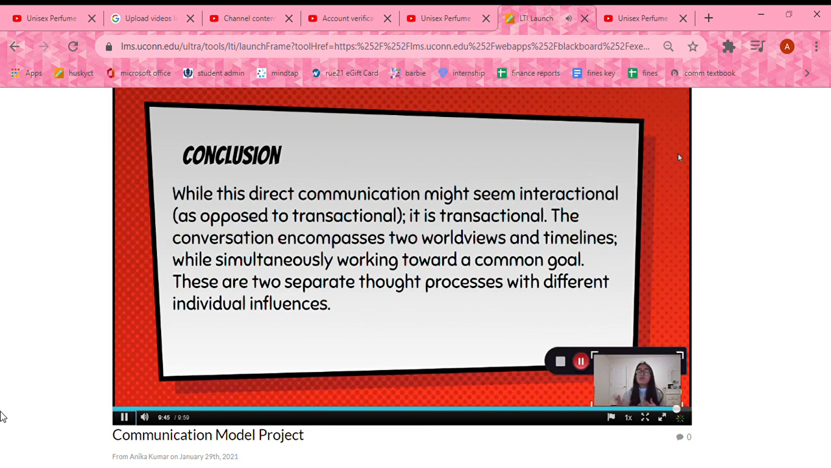At the end of the day, when you truly take a step back and analyze what it means and what both parties are trying to convey.